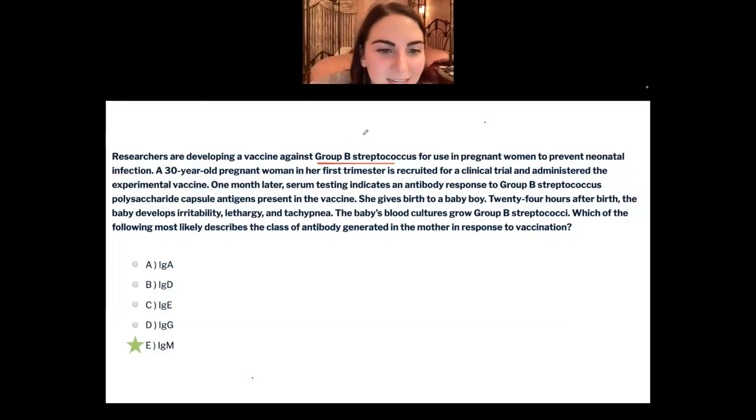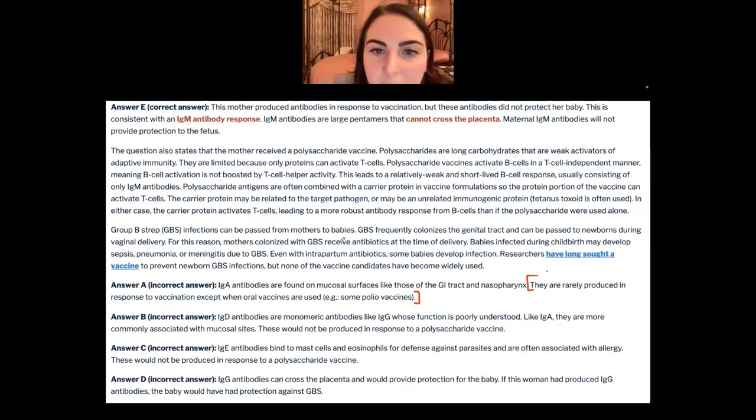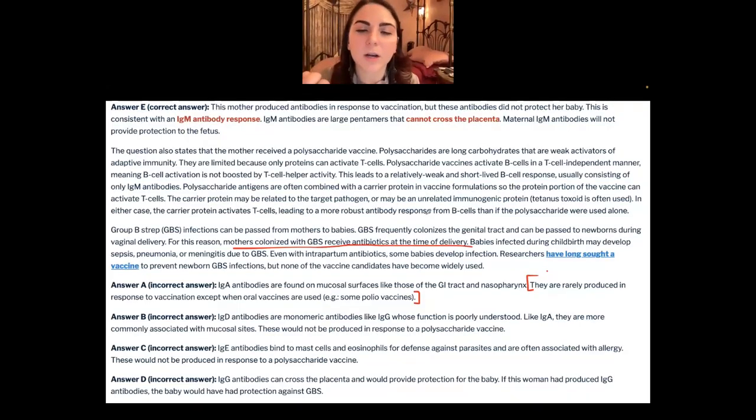I think it says it in here. Oh yeah, right here. GBS, yeah. So mothers colonized with GBS receive antibiotics at the time of delivery. So they test you for group B strep. Again, it's normal. The mom's not going to be sick at all. They test the mom's vaginal canal to see if there's group B strep in here. And if there is, they give an antibiotic because it can infect the baby.